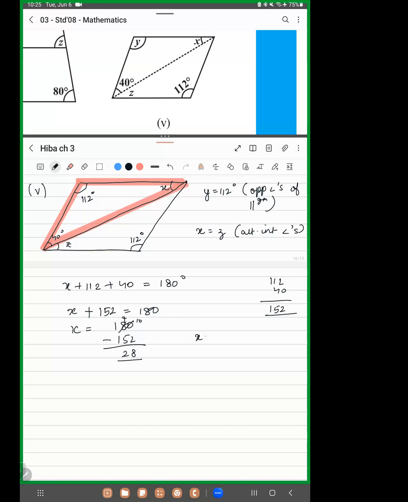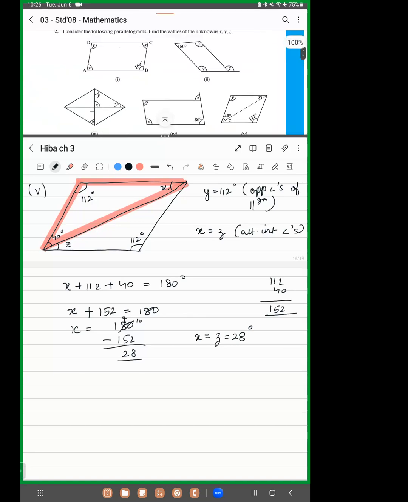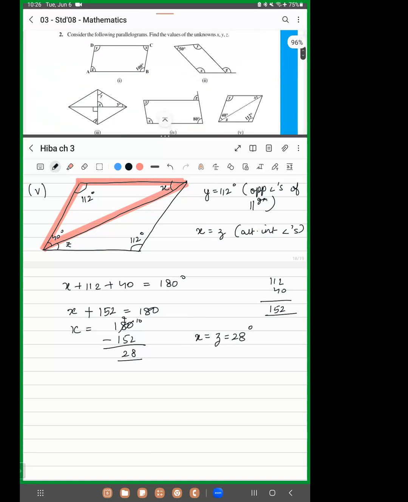Now if x is 28, then z is also 28, because they are alternate interior angles. Yes. So we have found all three. By the way, ठीक है? Can you show an example for interior angles on the same side?